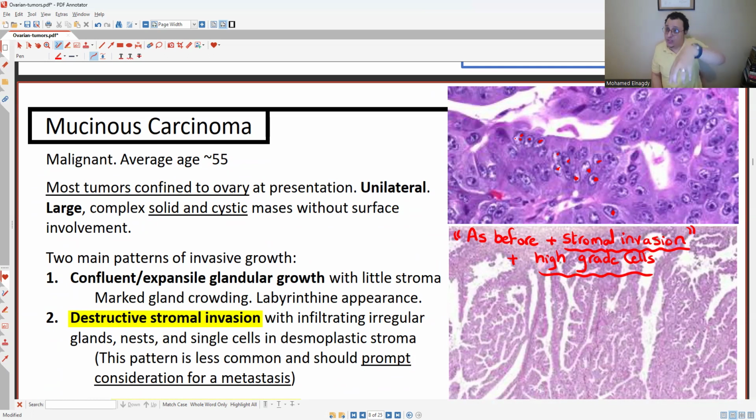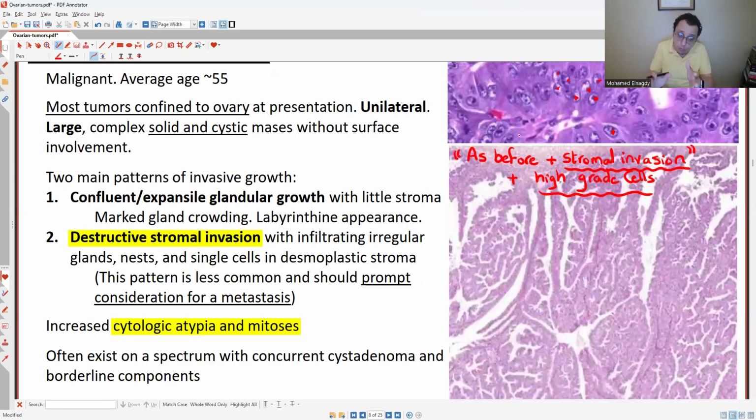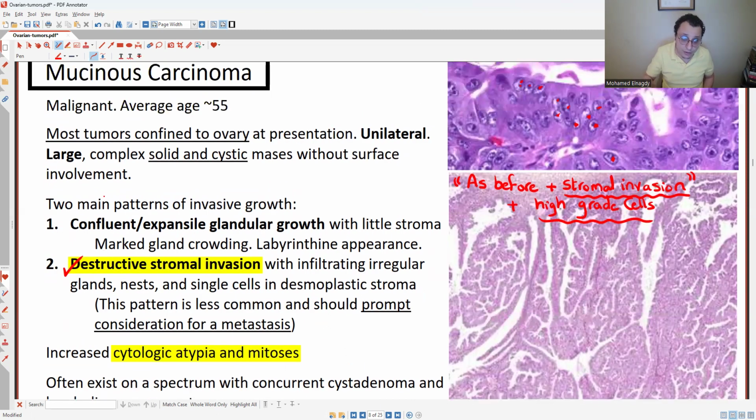Watch also for the content of the cyst, whether it's mucoid, mucinous, or serous, watery. This is very, very important because it gives you an idea of what you might end up dealing with. Am I dealing with a serous tumor or a mucinous tumor? So here we have destructive stromal invasion. Make sure you remember that.